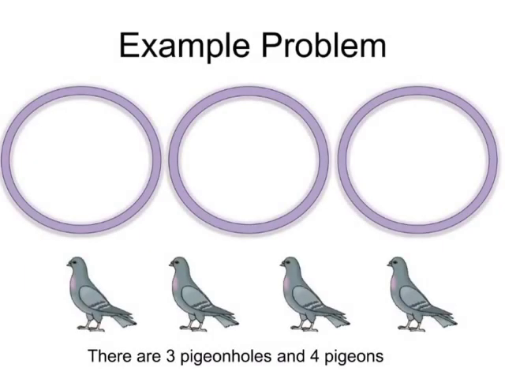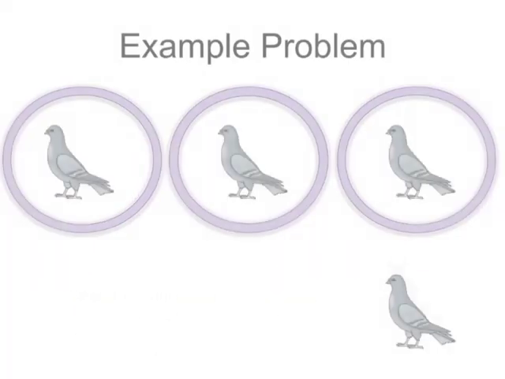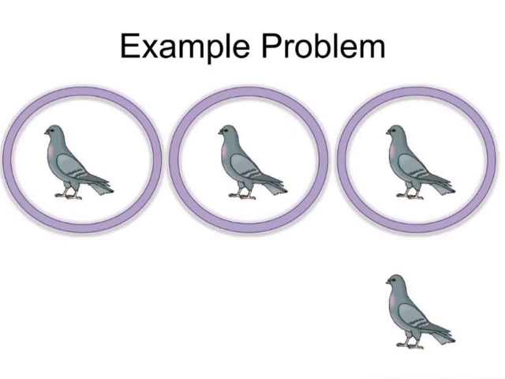So example problem. There are 3 pigeonholes and 4 pigeons. So we can evenly distribute a pigeon into each of the pigeonholes, leaving one pigeon left over. So, kung mapapansin natin, sabi nga kanina, there are 3 pigeonholes. Makikita natin dyan yung circle. And, meron tayong 4 na pigeons. So, i-distribute natin sila isa-isa and makikita natin na may maiiwan na isang pigeon.